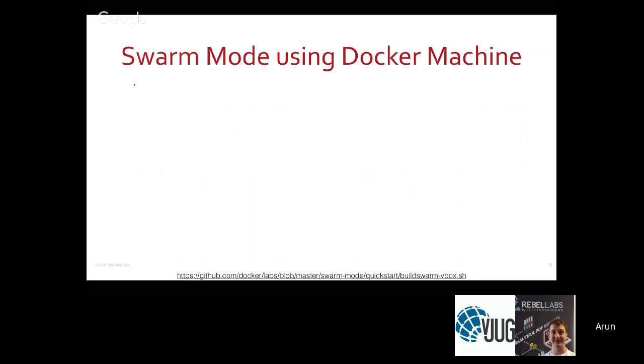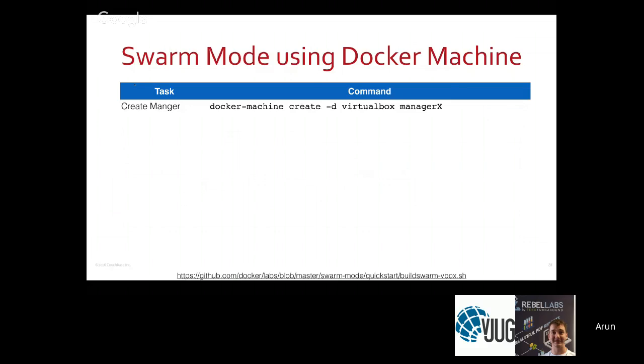I want to set up a swarm mode using Docker machine. So let me walk you through what those steps would look like. I will create a machine. I'll say docker-machine create, giving the VirtualBox driver, and I'm going to create a manager, say manager X. And X could be 1, 2, 3. You can create multiple managers like that, okay?